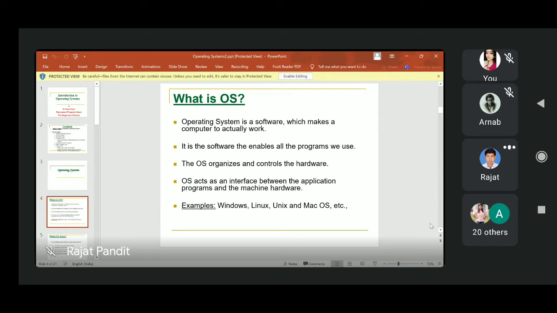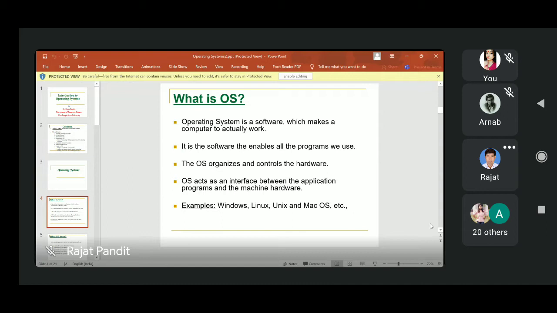Other than these, I think you must know we are using different types of mobiles, right? So a mobile you can consider as a machine, so it needs an operating system. If I consider the smartphone, obviously not a bar phone, a smartphone has an operating system, and this operating system is known as the Android operating system, right? So Android is one type of operating system we use in different types of mobile phones.